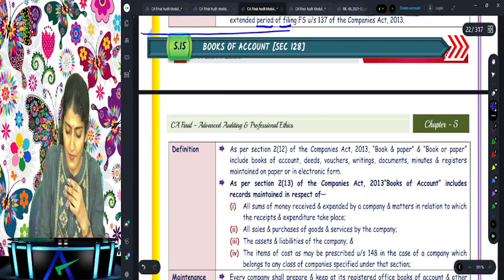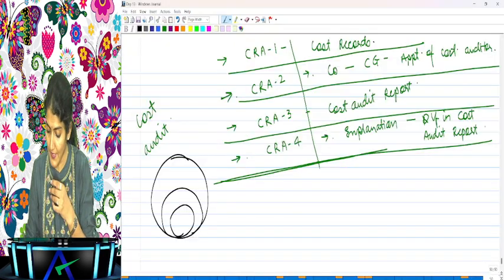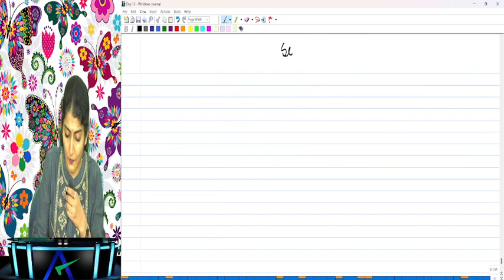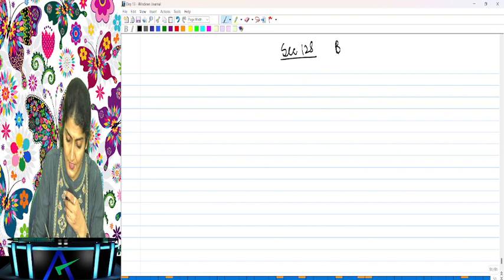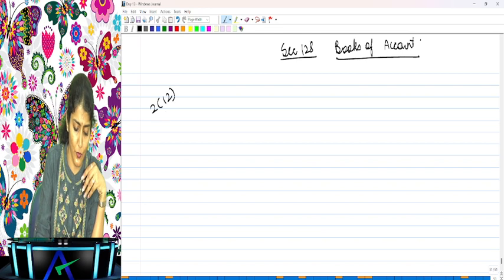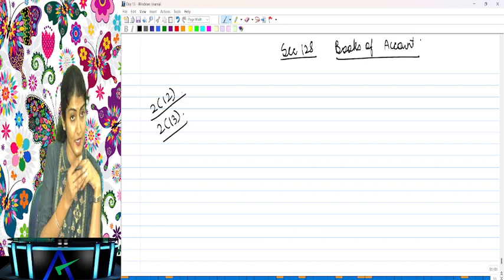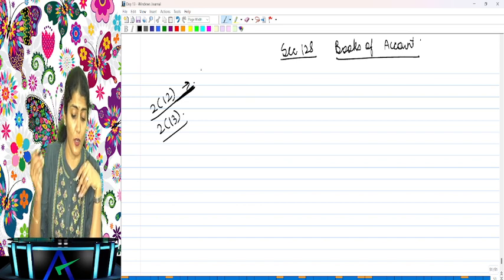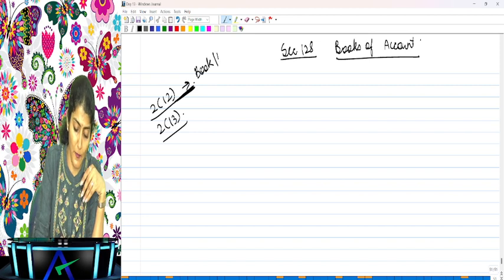Now coming to the next section for our discussion, which is section 128, regarding the books of account. Before we come to section 128, we first come to section 212 and section 213 of the Companies Act. What is 212? It is regarding book and paper, or book or paper. What do you mean by book and paper or book or paper? And 213 is the definition of books of account.